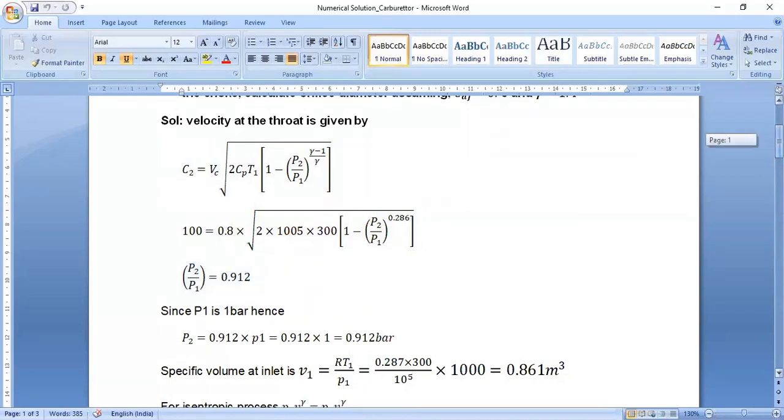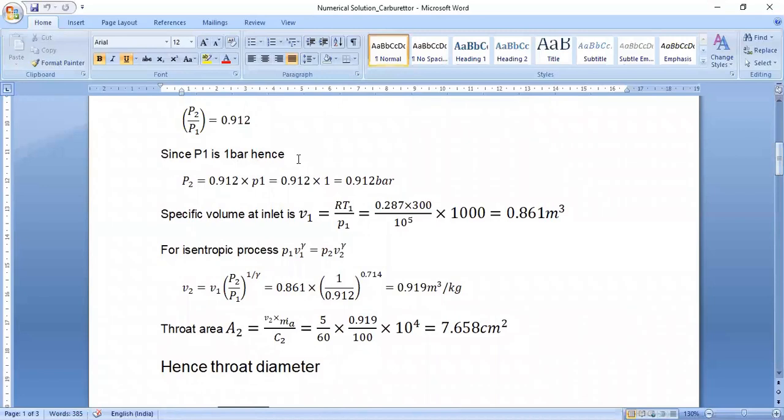Now since P1 is 1 bar, hence P2 is equal to 0.912 into P1. So it is coming 0.912 bar. Now let us calculate the specific volume at inlet, that is V1 is equal to R T1 by P1. So this is the value of R, T1 is 300 Kelvin and pressure P1 is 1 bar, that is 10 to the power 5 Newton per meter square. So this is coming 0.861 meter cube per kg.